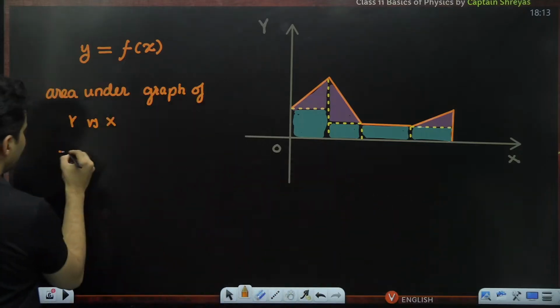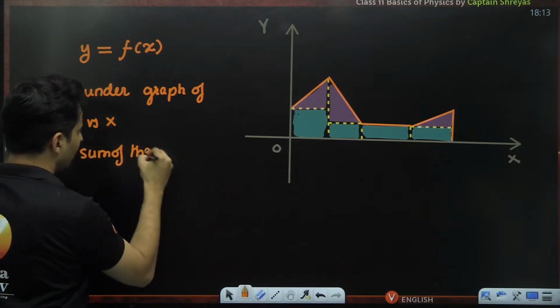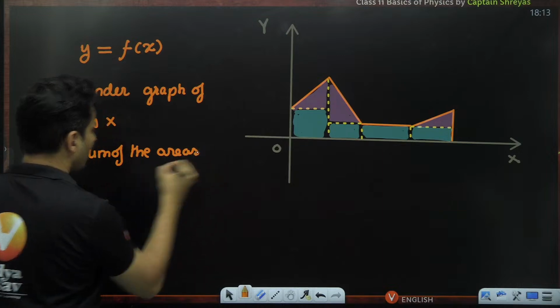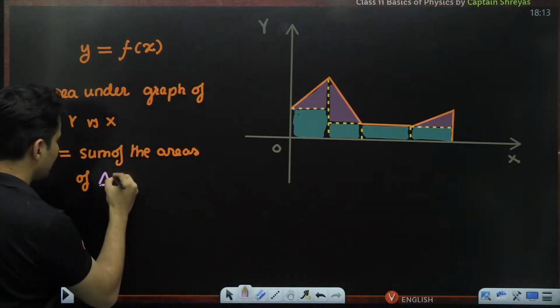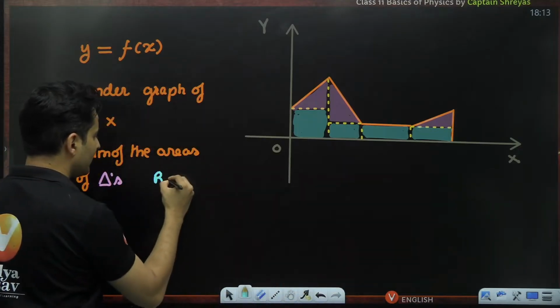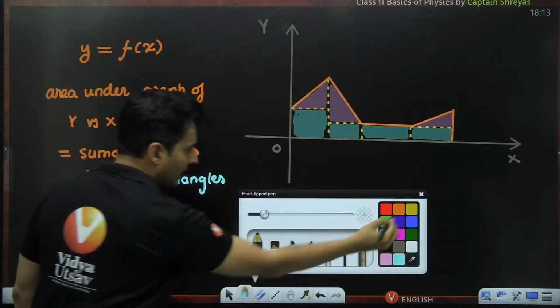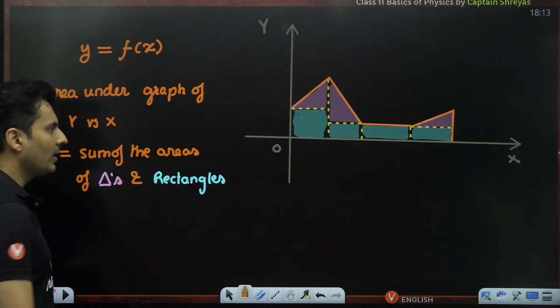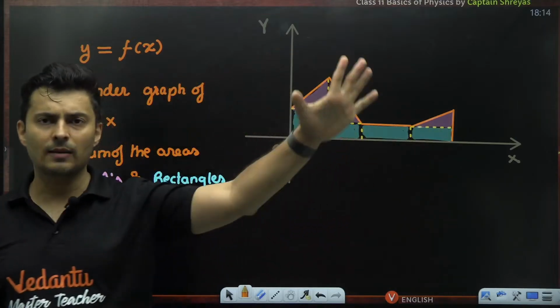So it is nothing but the sum of the areas of the triangles and the rectangles. Very easy to calculate. If I know the heights, bases, everything, the values, I can easily calculate it.